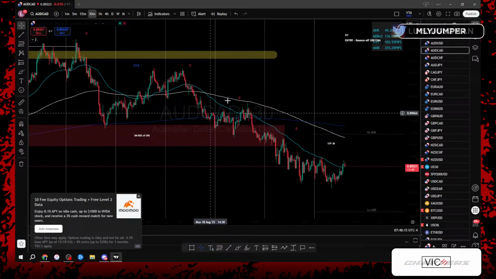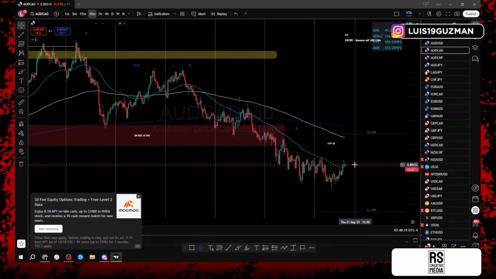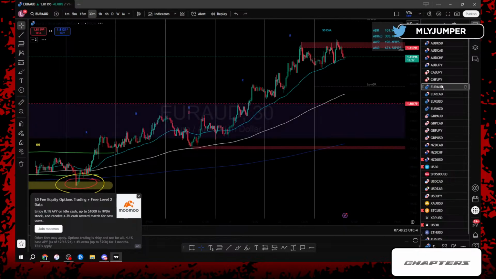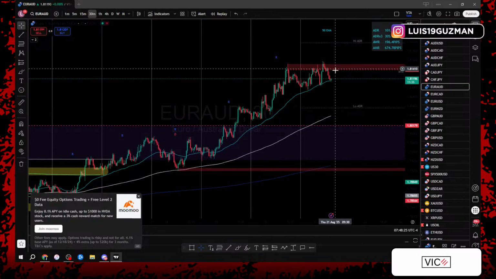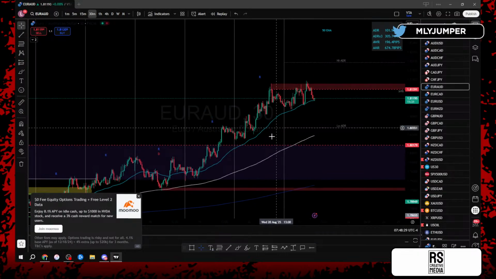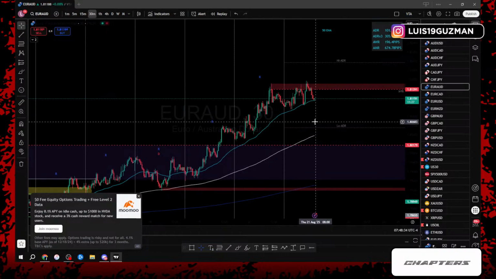AUD CAD, similar situation. 3 days of drop already. Not expecting price to go back down. Expecting price to do exactly what it's doing now, just moving sideways. EA gave us 3 days of rise already. Gave us a 372 for today already as well. Trading at the higher high. We got the break of structure of the 4-hour high that we've been looking for. So now I'm expecting price to give us a pullback.